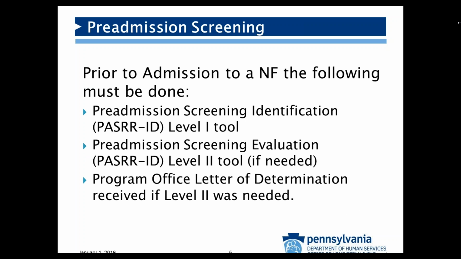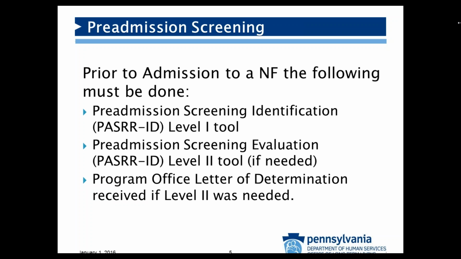So the process is, prior to admission, a nursing facility must do the following. They need to ensure that the pre-admission screening level 1 tool is done. That is the identification tool that screens every individual to determine if they have a diagnosis either under the MI program, intellectual disability, or other related condition. And if they're found to have a qualifying diagnosis, then you have to ensure that the pre-admission screening evaluation tool, which is a level 2 tool, is done prior to admission.